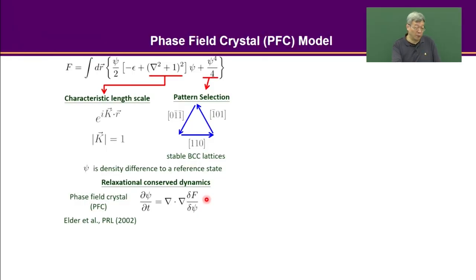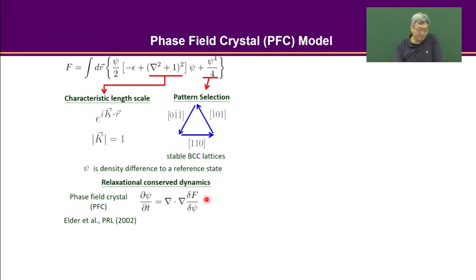But of course, depending on your materials science problem, you can also use other kinds of relaxation dynamics. It could be a grand canonical ensemble, where you fix the chemical potential, things like that. But today I'm just going to focus on this conserved relaxation dynamics.